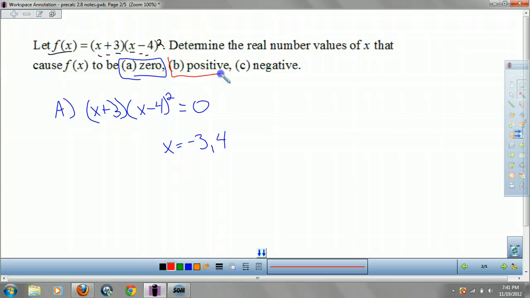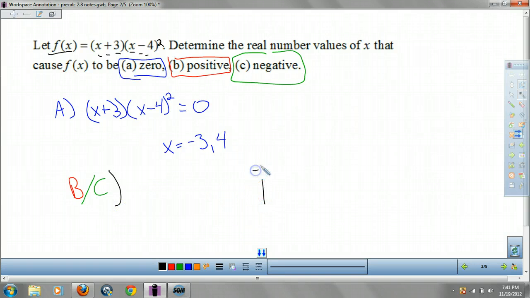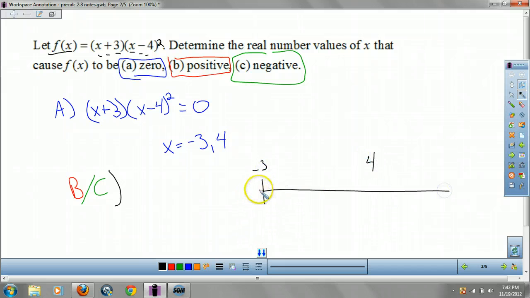Now let's take a look at where it's positive. Now what to do for b and c? You get fancy. Use the Christmas colors, right around the corner. You set up this chart, and you put your negative 3 and 4. Now this is where we get really fancy. You plug in numbers to your function.